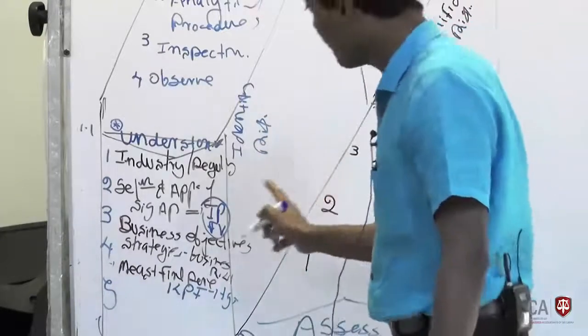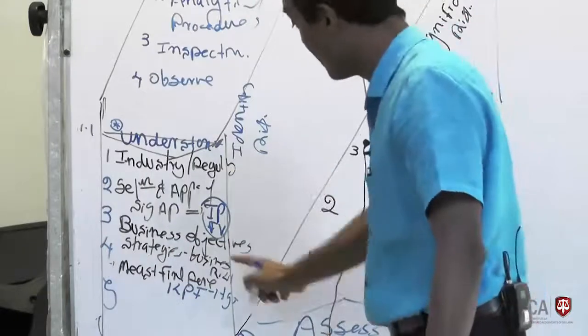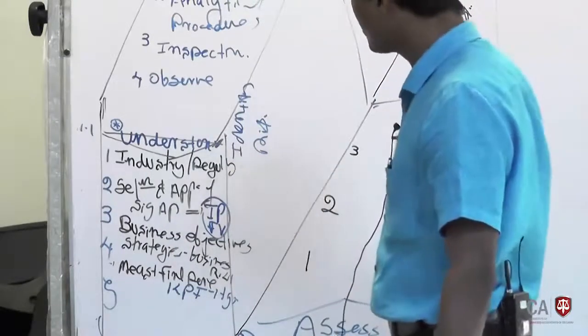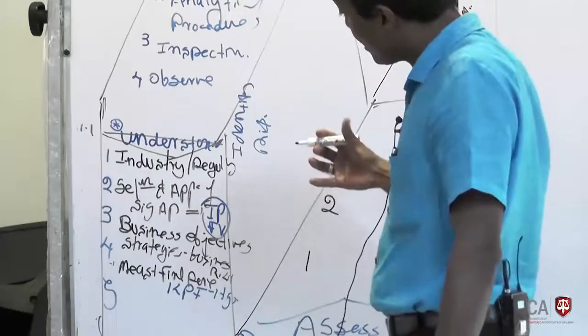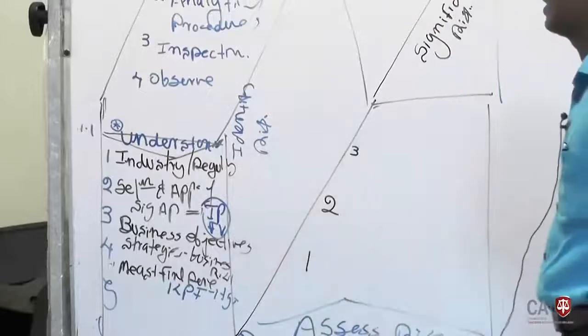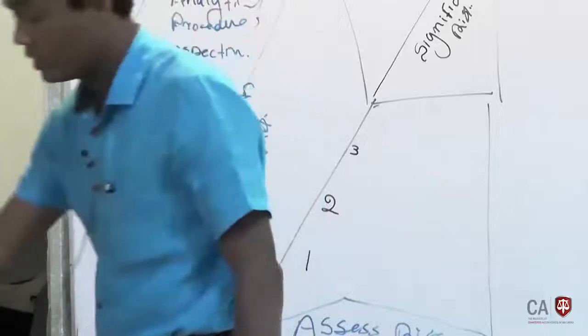So, as an auditor, you have to see what the important KPIs of the company are, because if there is a KPI to reduce the inventory, sometimes they may change the inventory valuation policy and do something to achieve that result, right? So, industry, selection of accounting policies.